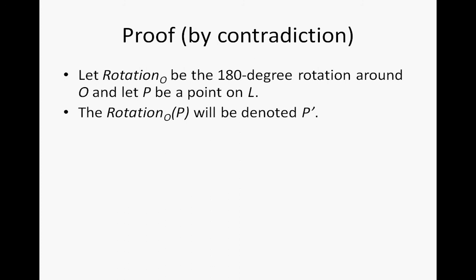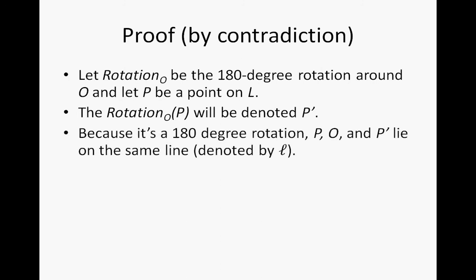The rotation around O of P is going to be denoted as P prime. So again, we're defining our variables. Because it's a 180 degree rotation, we know that P, O, and P prime lie on the same line, and we're going to call this now lowercase l.